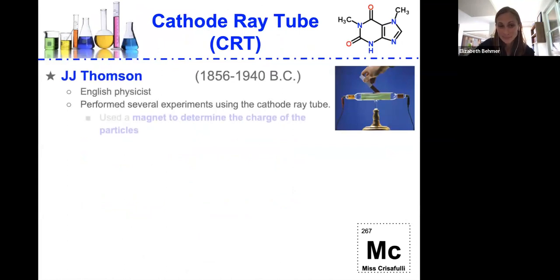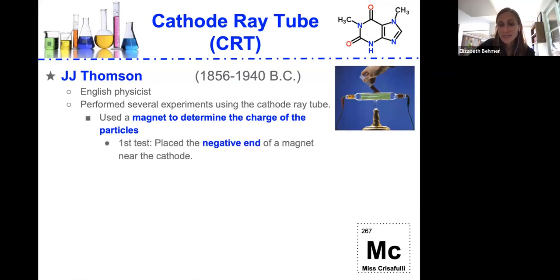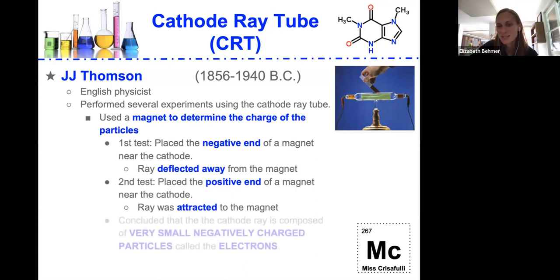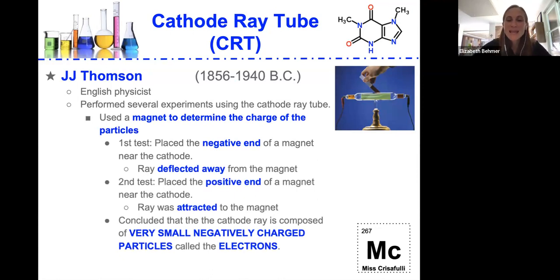So we have J.J. Thomson then using a magnet to determine the charge of those particles. In the first test, he placed the negative end of the magnet near the cathode, and the ray deflected away from that magnet. And in the second test, he placed the positive end of the magnet near the cathode, and the ray was attracted to the magnet. So he concluded that the cathode ray is composed of very small, negatively charged particles, because the negatively charged particles would be attracted to the positive magnet. And this is where we get the idea of an electron, a small, negatively charged particle.